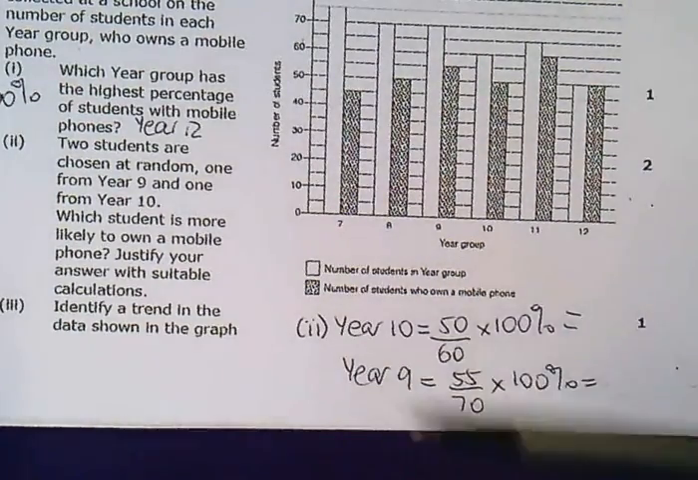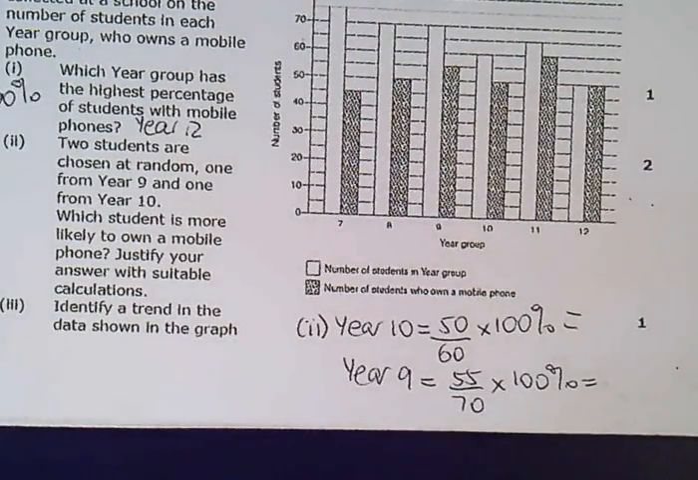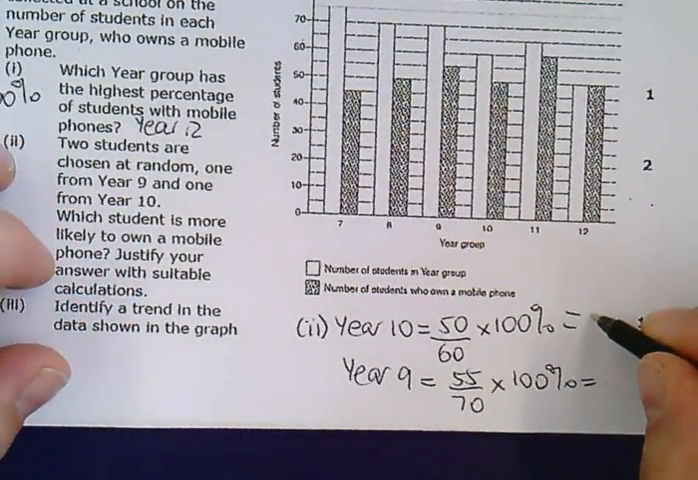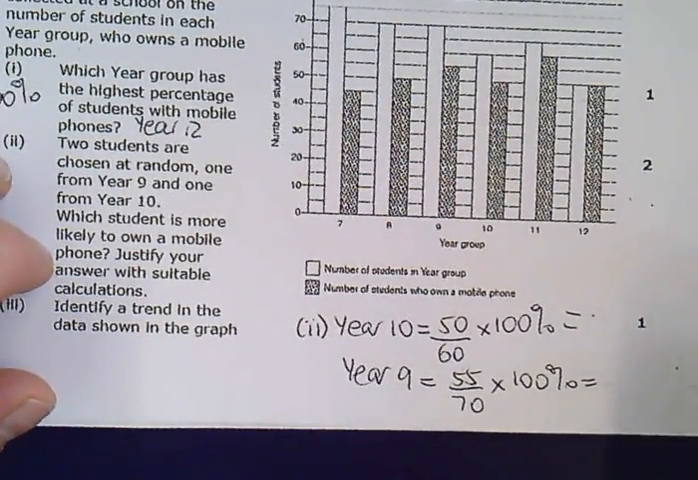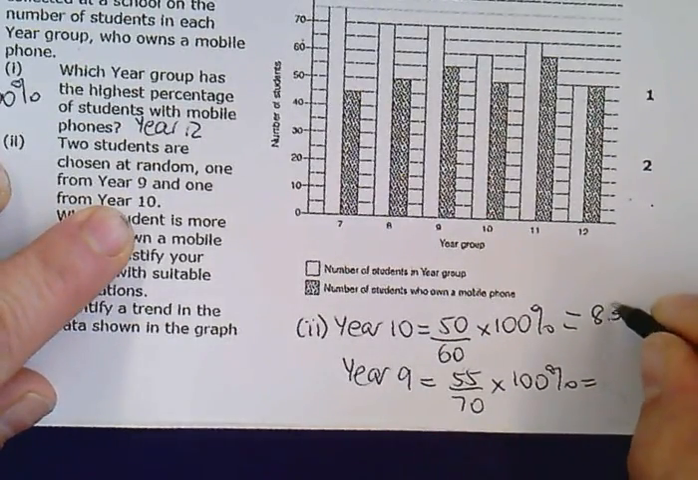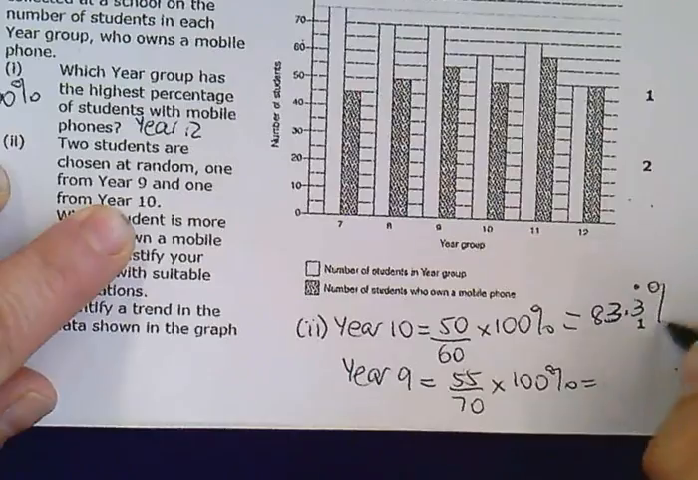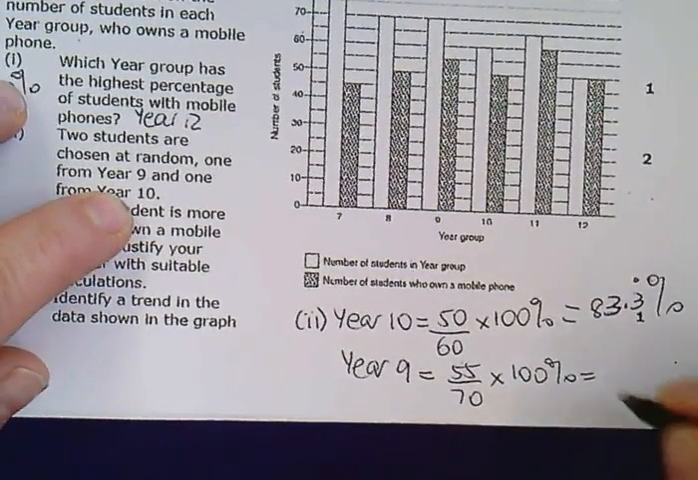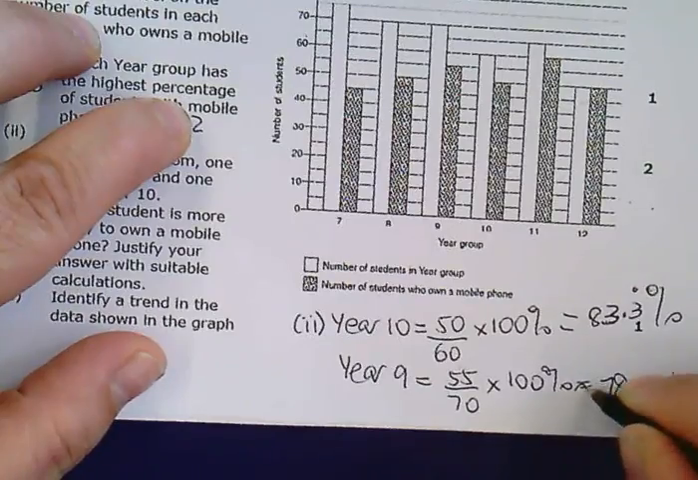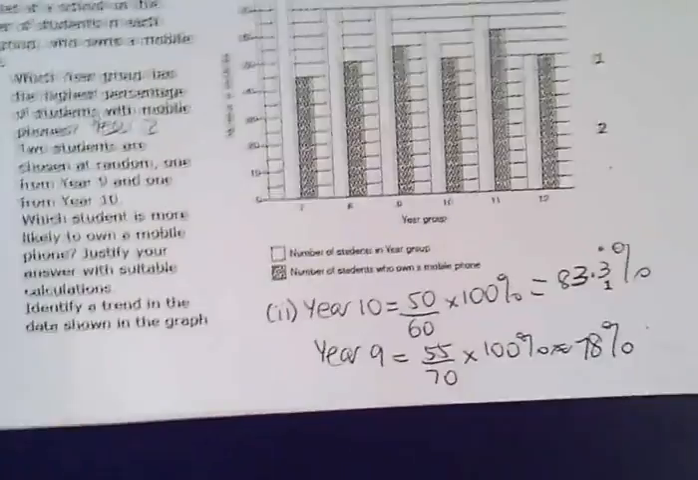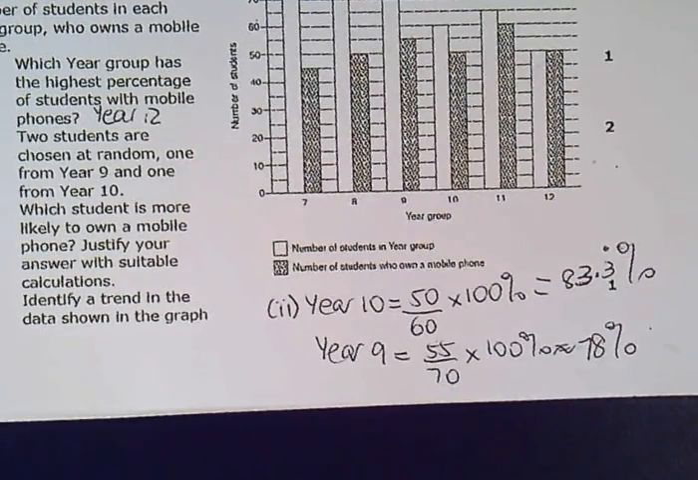What often works is you get a mark for the calculations, and then you get a mark if you've justified your answer using the calculations. So, okay, what have we got for year 10? What percentage? 83.3 recurring, isn't it? 83.3 recurring percent. And the other one is 70, approximately 78%.